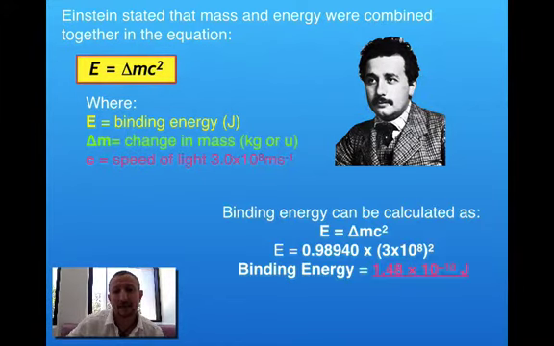So let's make our calculation. My binding energy will be calculated as E equals change in mass times c squared. So it's going to be 0.98940, which is the change in mass. Now I have to multiply this by 1.66 times 10 to the negative 27 to convert it into kilograms, and then I multiply it by the light speed squared. And the binding energy that we get holding the nucleus, or the constituent components of the nucleus, in place is 1.48 times 10 to the negative 10 joules of energy. Now this is what we've got for one atom.